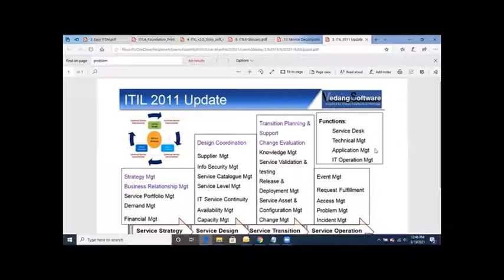ITIL 4 has simplified things. Why did these get added? I'll just give you a quick example. Why was business relationship management added? See, what is this process called service level management? A service level management process is the one which talks to the customer and understands the expectations of the customer in terms of the service levels required by the customer.